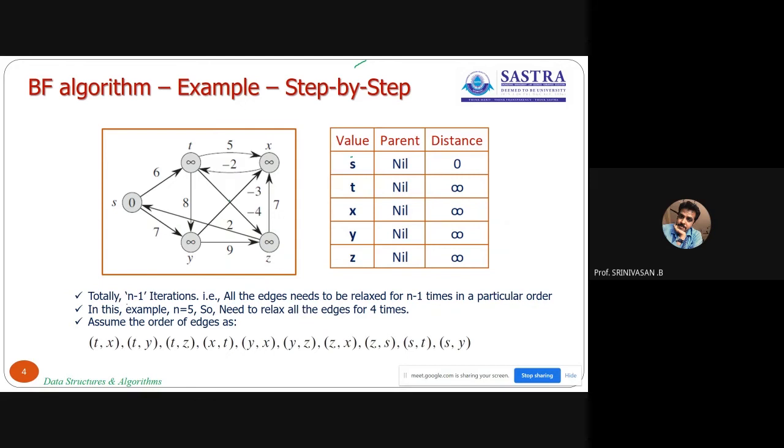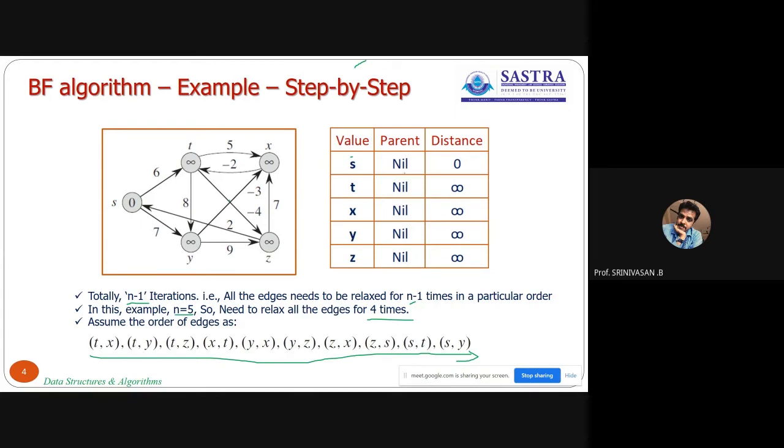There are n minus 1 iterations, where n is the number of vertices. All edges need to be relaxed n minus 1 times in a particular order. You can take the edges in any order, that is not a matter. For example, n equal to 5, so we need to relax the edges 4 times. So assume the order of edges. In this order, we are going to relax them. I have written all the edges present in the graph like this. You can write in any order, it is not a matter.